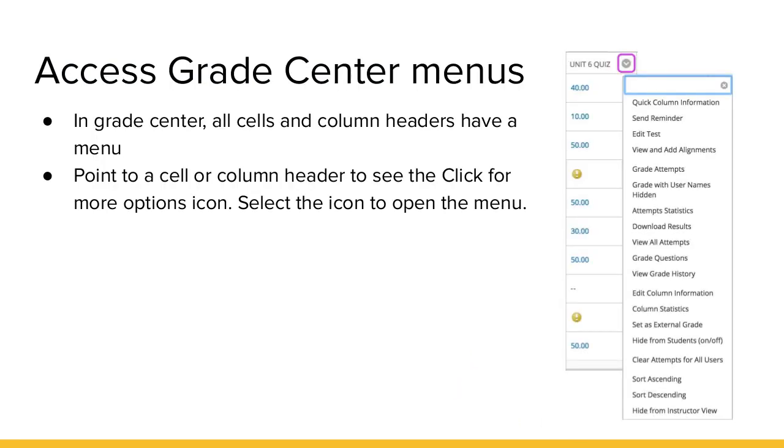Now, if you want to access a Grade Center menu, each column is going to have its own menu, and you'll see a picture here. At the top of each Grade Center column, there's a little gray arrow, and if you click on that, it'll show this long list of all the things that you can do for that column. You can see there are a ton of options.